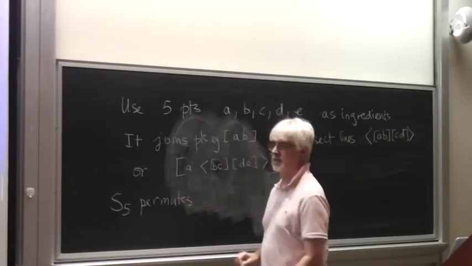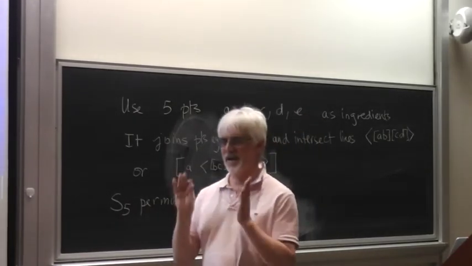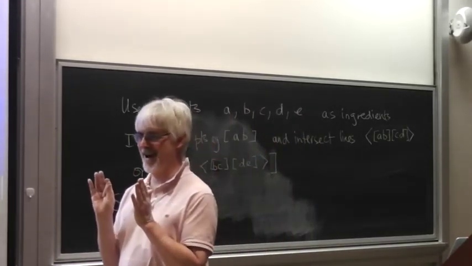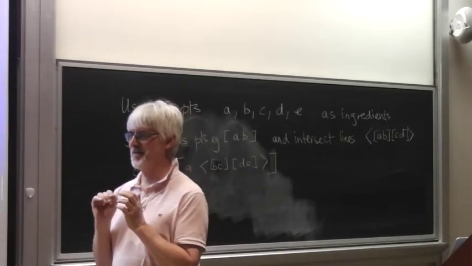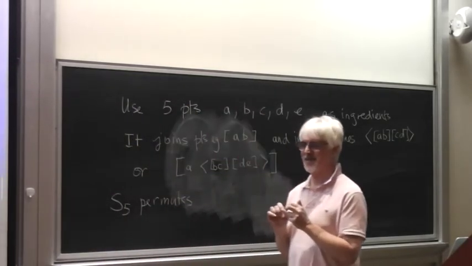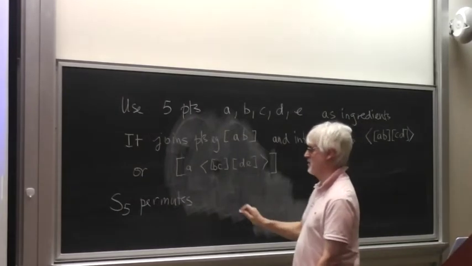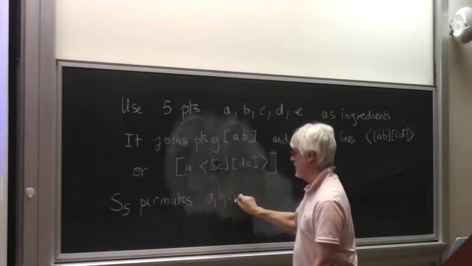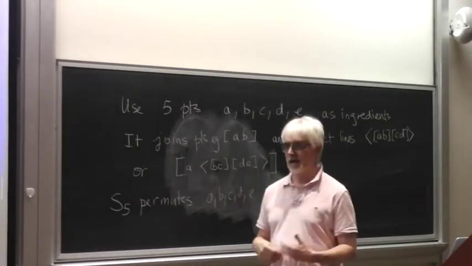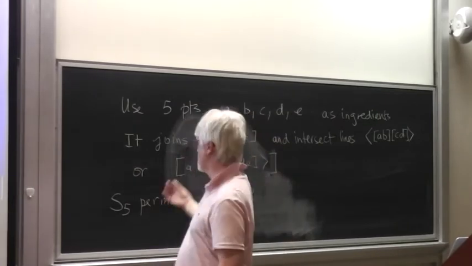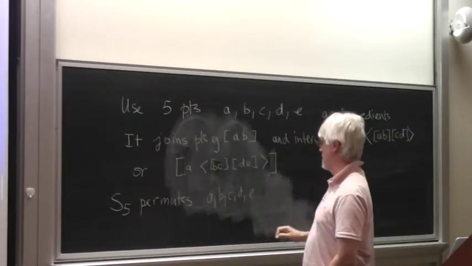There would be line brackets. It should really be. John would have made me use line brackets. But this was as close to line brackets as I could get. The S5 permutes A, B, C, D, and E, and so it permutes the objects we can create out of it.